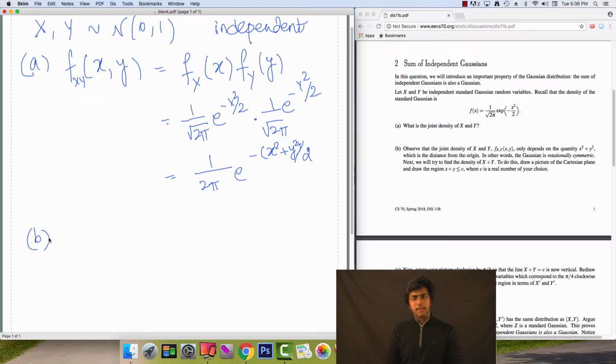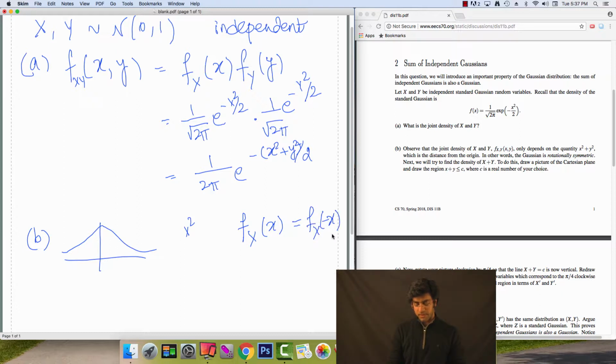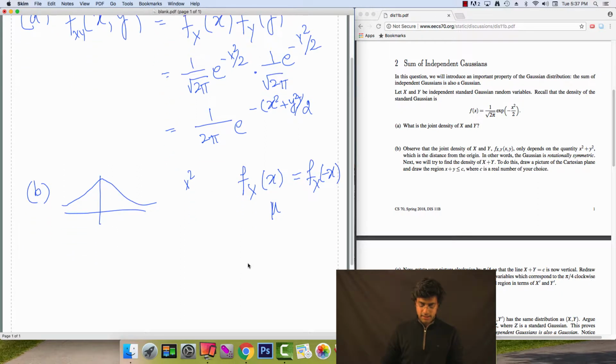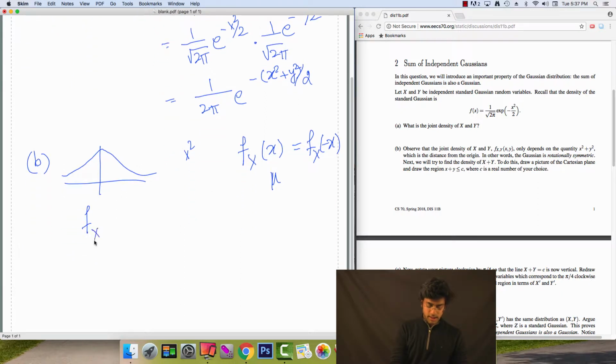Before we start part B, there is one observation we need to make about a standard normal random variable, which is if you were to plot the density curve, it looks like your standard bell curve. In particular, it depends on x squared, which implies that f of x is equal to f of negative x. So there is symmetry about the origin, and for a general Gaussian random variable, there would be symmetry about its mean mu. Now we will notice that in the two-dimensional setting, i.e. f of x, y, there is even more symmetry.